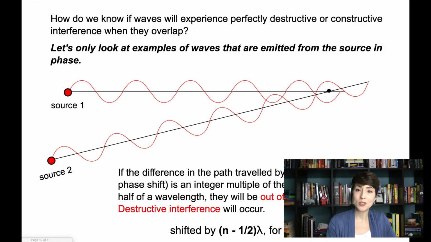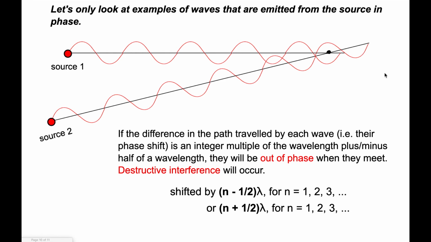So how do we know when these two waves emitted by a source will undergo perfectly constructive or perfectly destructive interference? Well, we need to take a look at a couple of examples. We're going to assume for these examples that the source is emitting the waves in phase. In order to ensure that these two waves are going to meet when they are exactly 90 degrees out of phase, resulting in perfectly destructive interference, we need to compare their path length. If we want them to undergo perfectly destructive interference, the difference in their path length has to be an integer multiple of the wavelength, give or take half a wavelength.